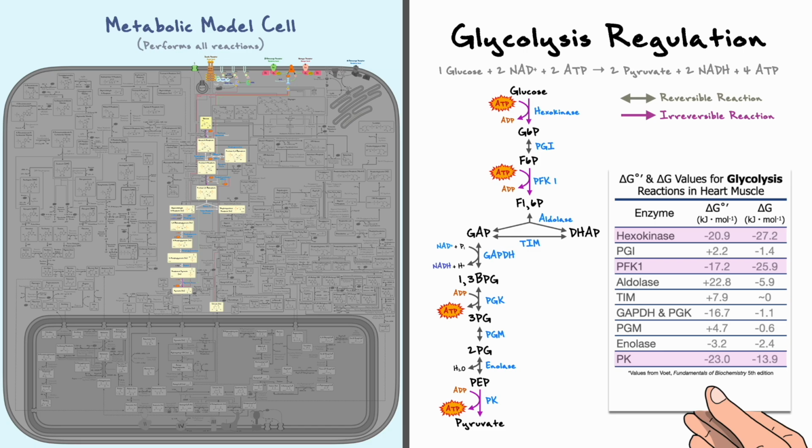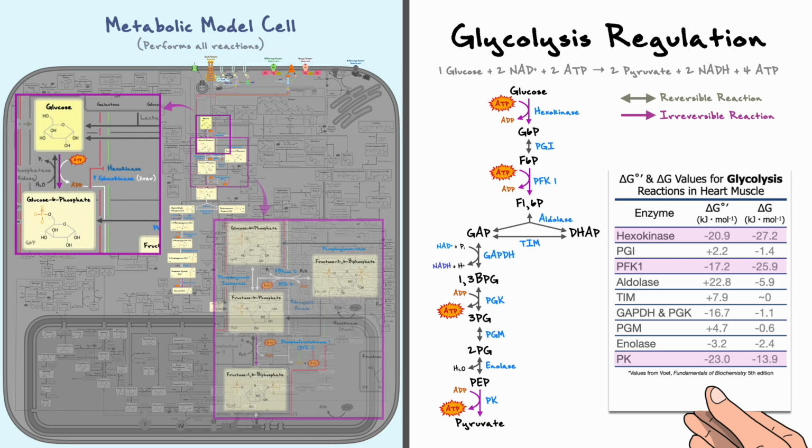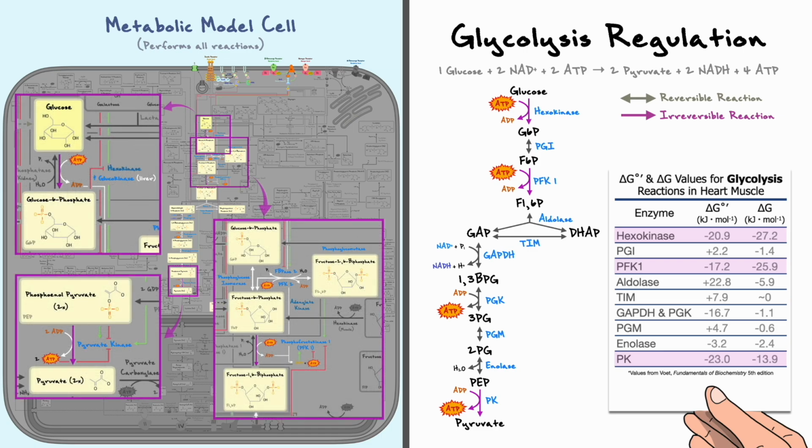Now, as you can see from this table, there are 3 irreversible reactions in glycolysis, one mediated by hexokinase, PFK1, and pyruvate kinase. All the other reactions are reversible, which means that if, for example, we consider the reaction catalyzed by enolase, the direction of the reaction will be mostly governed by the amounts of reactants and products.